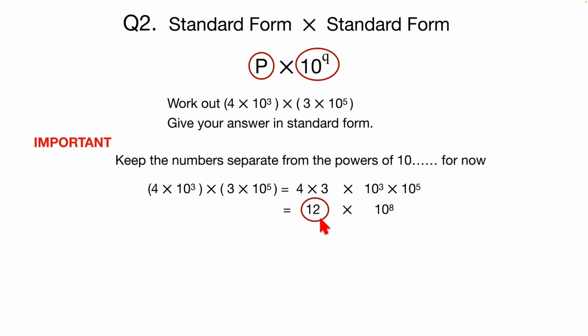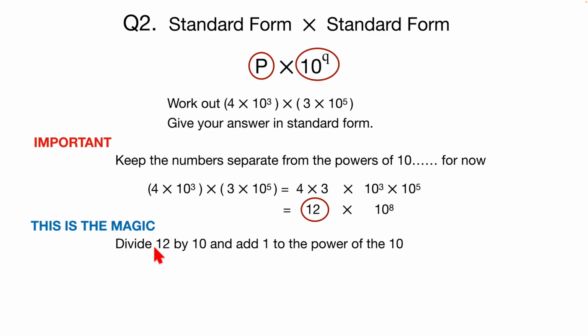Problem, that is too big. This number has to be between 1 and 10. And the solution, and this really is magic: divide the 12 by 10 and add 1 to the power of 10. So we need to keep this number the same, but we need to get this down below 10.